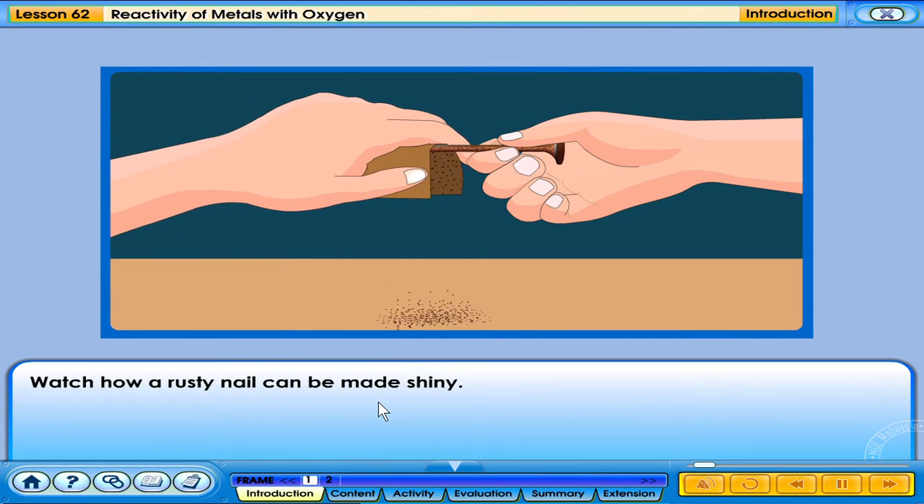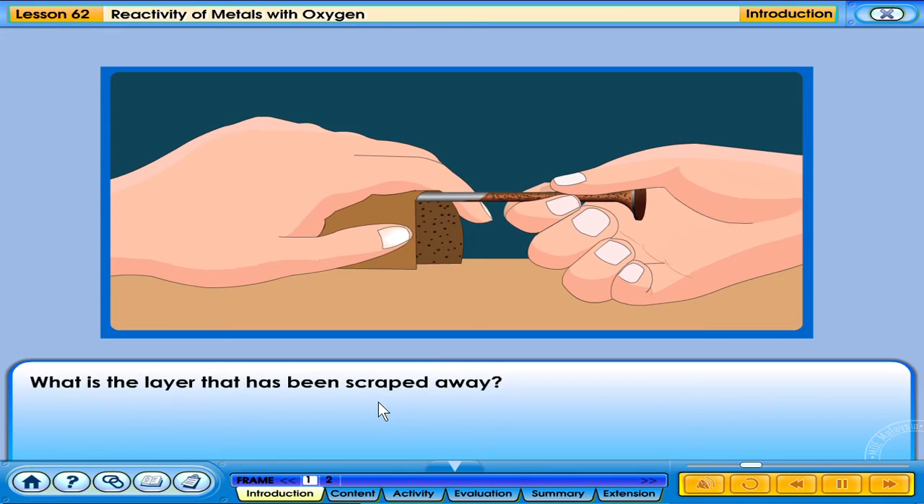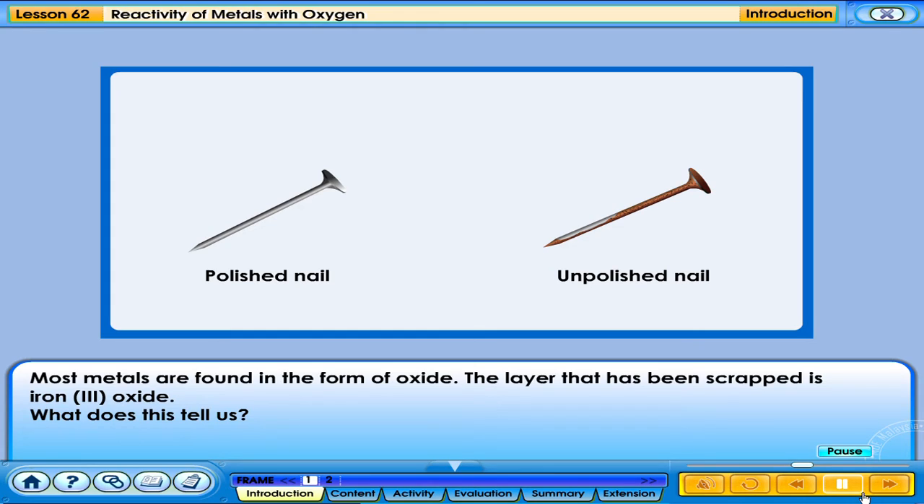Watch how a rusty nail can be made shiny. What is the layer that has been scraped away? Most metals are found in the form of oxide. The layer that has been scraped is iron 3 oxide. What does this tell us?